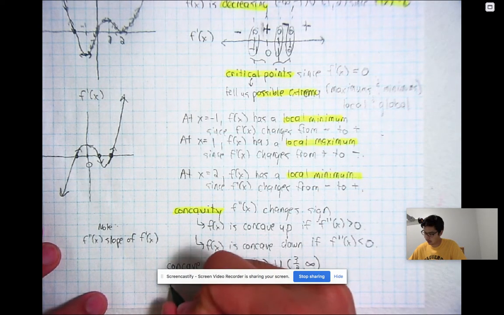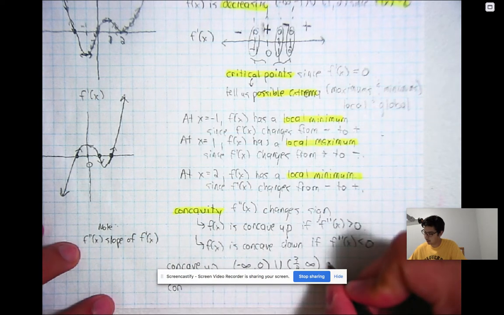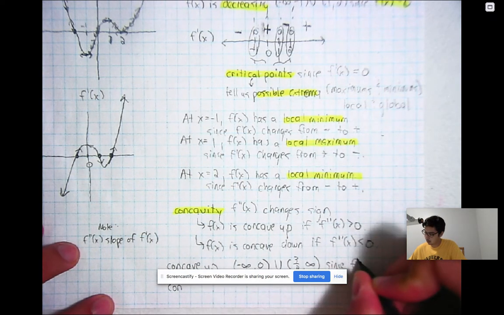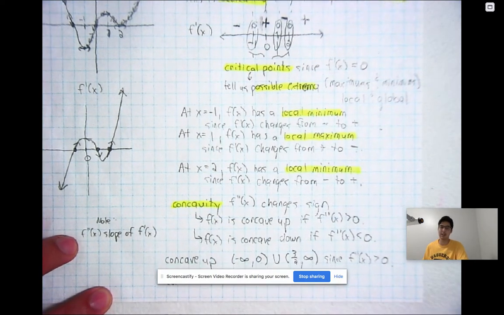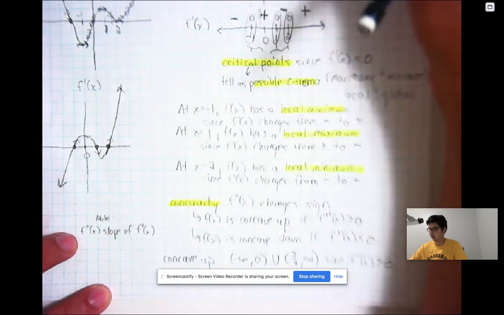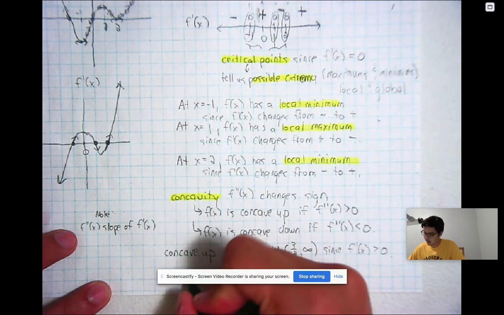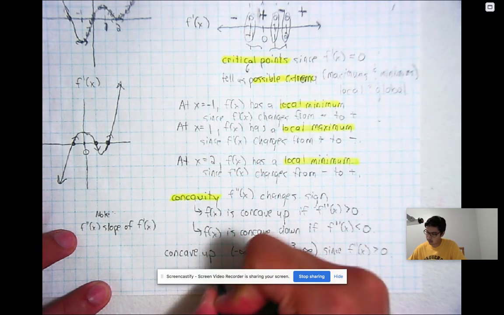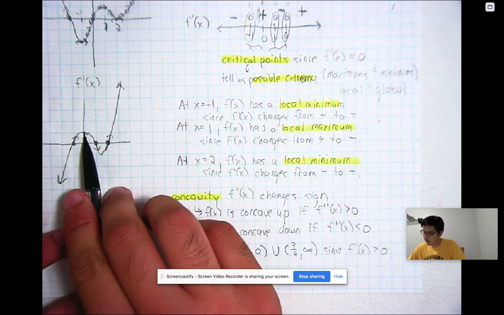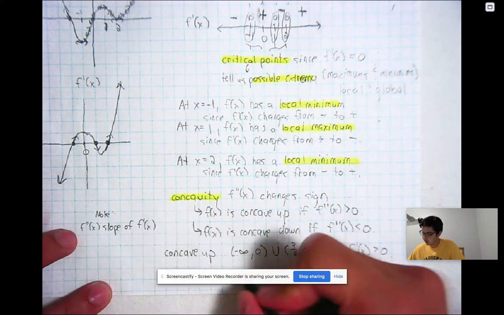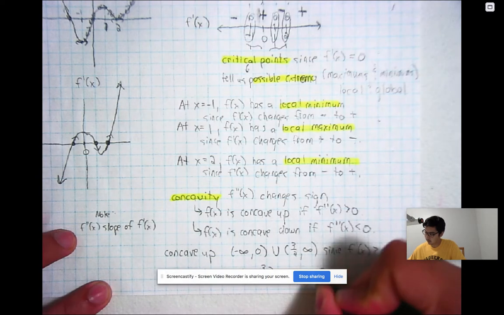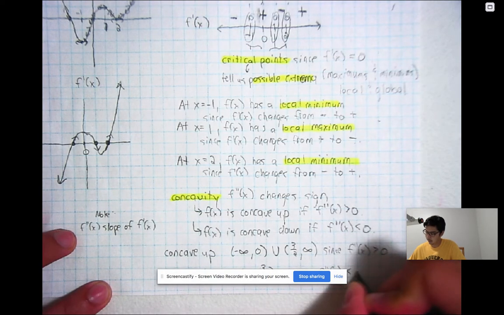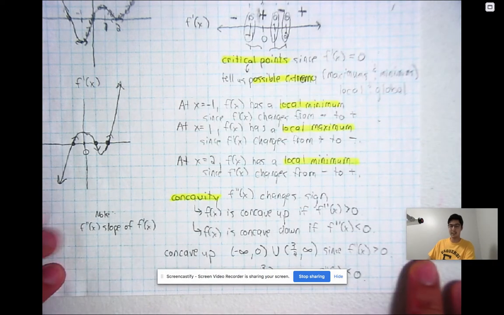And when is this function concave down? You can put, since f double prime of x is positive, the slope is positive there. And concave down, it's concave down from 0 to 3/2, since f double prime of x is negative there. The slope is negative on the interval.